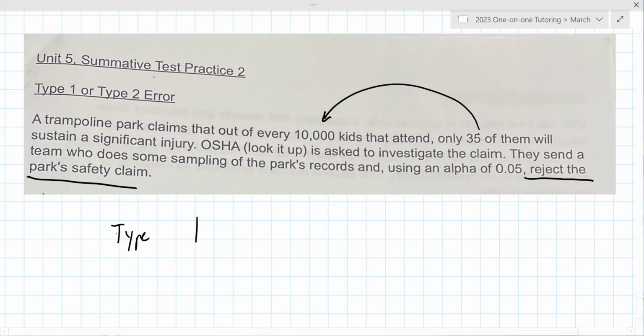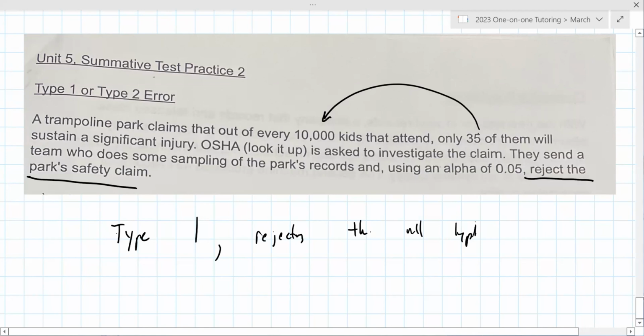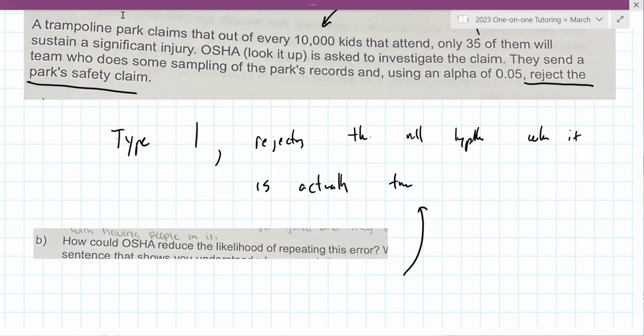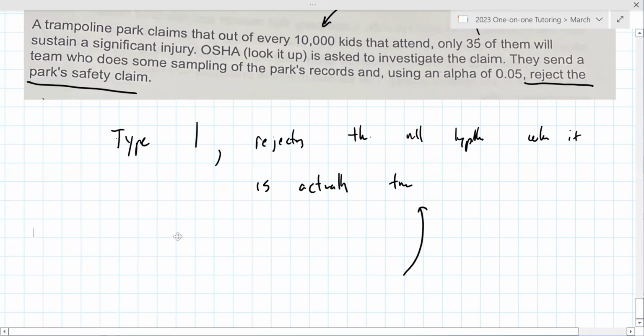So part A here is what kind of error did they make? You just want to say type 1 or type 2, and follow it up with rejecting the null hypothesis when it is actually true. You don't have to give anything in context here. You just want to repeat the words that I typed at the top of this document. If it's a type 2, it's failing to reject the null hypothesis when it's actually false. You'd want to say that as well.